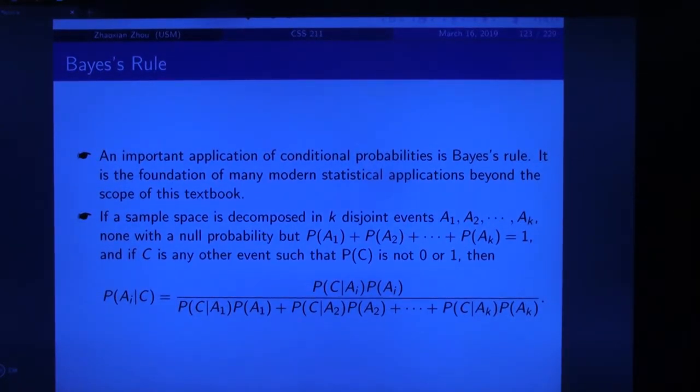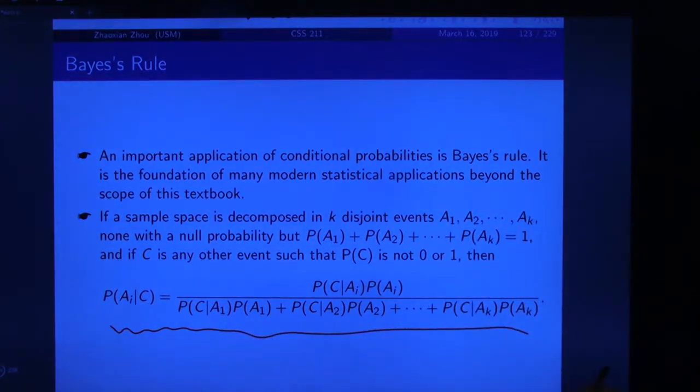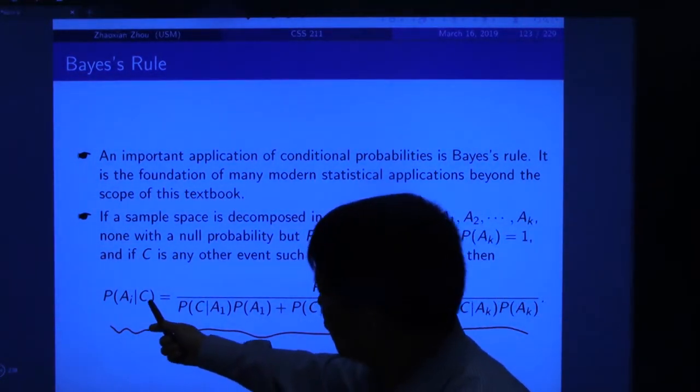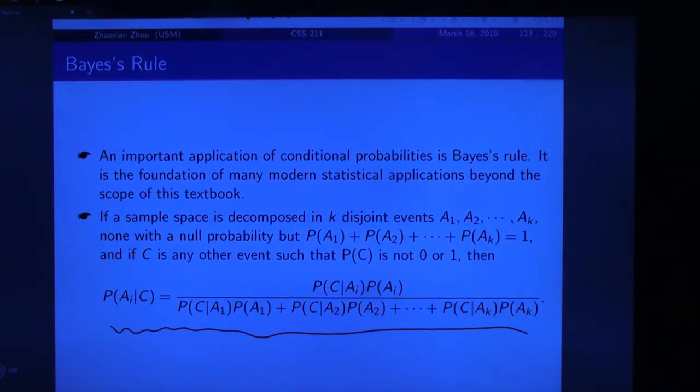Another important application of conditional probability is Bayes' rule. Bayes' rule is more general, and this one is beyond the scope of our class. So we do not discuss the details, but I will list the formula. The conditional probability of A on the condition of C will be equal to this. I just list it here for completeness. But we are going to discuss some applications of this.